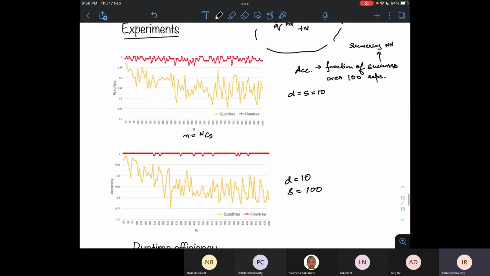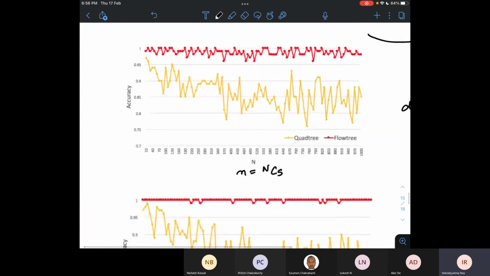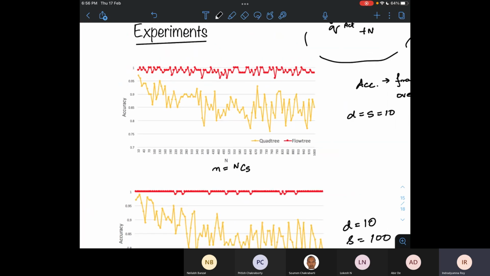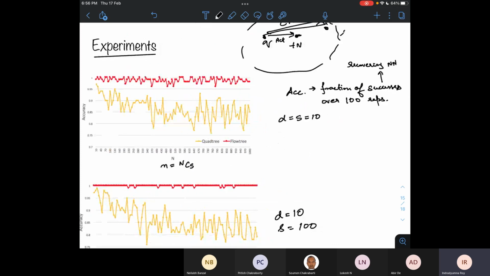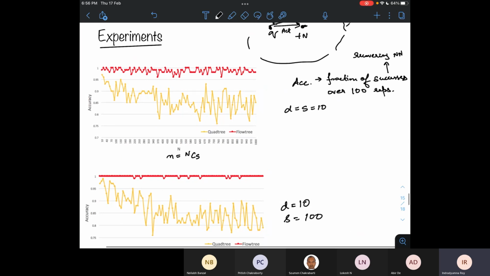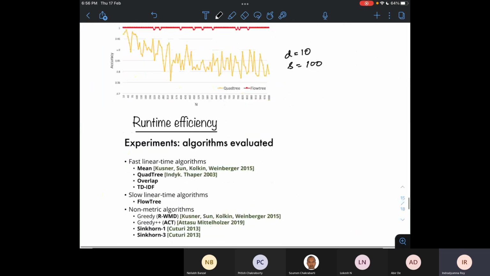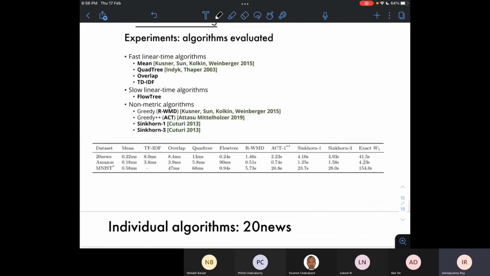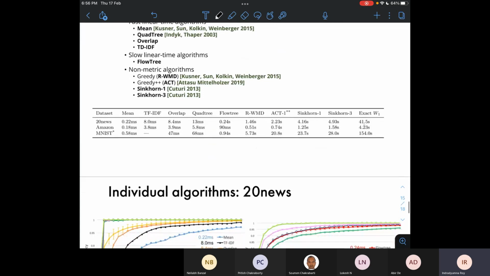So basically in the first set of experiments, this red denotes flow tree and yellow is quad tree, and with increase in n, they have synthetic data. By increasing the dataset size, they show that the accuracy of quad tree falls down, where accuracy is, given a query corpus set, they pose the nearest neighbor question, they ask the model to retrieve the nearest neighbor, and accuracy is the percentage of times it achieves success. So they show that the accuracy drops. So that's the first experiment. The second is some table that we have seen before, so I'm going to skip over this.